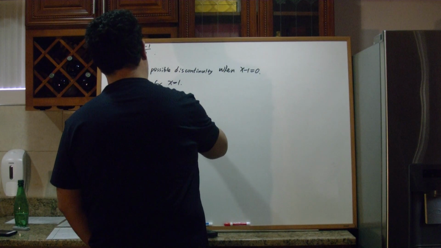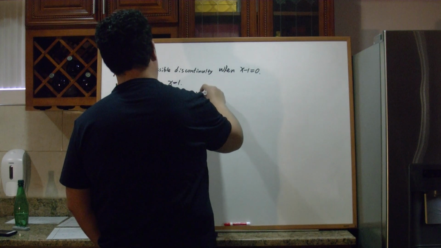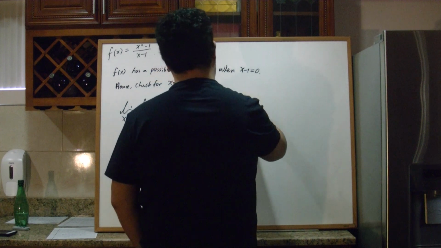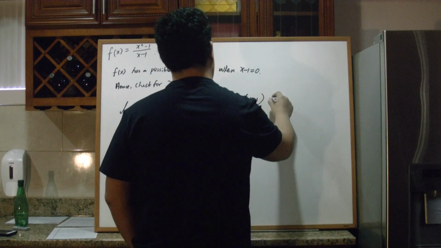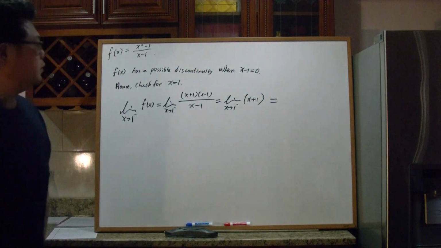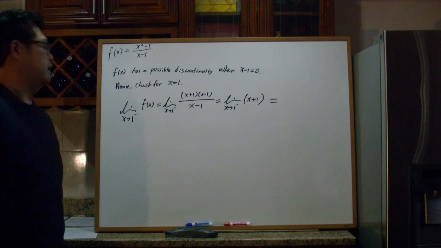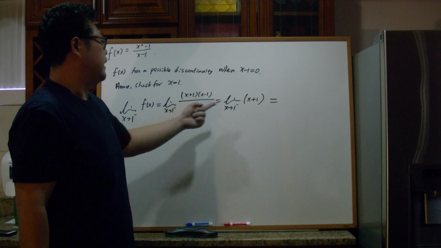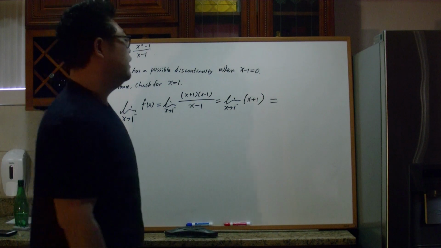Limit from the left side, that is (x minus 1)/(x plus 1)... we get a linear expression, right? We can simplify or reduce the x minus 1, we get x plus 1 only. Then the one-side limit has to be 2.